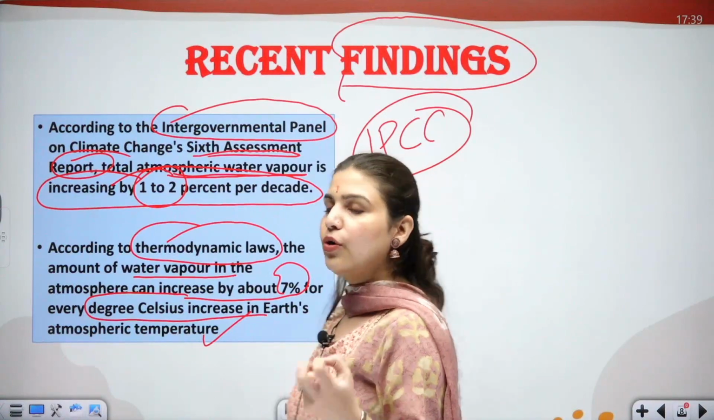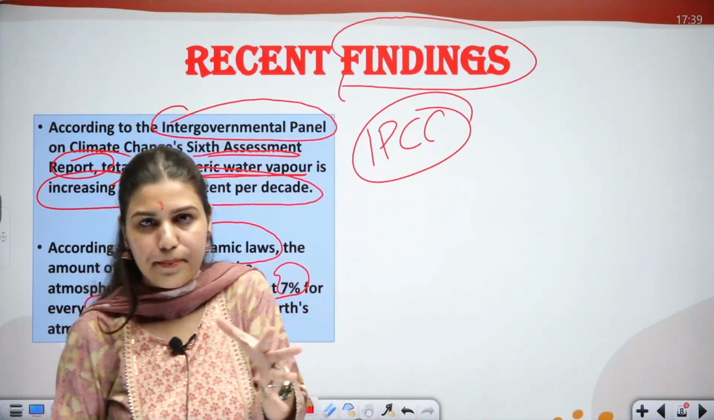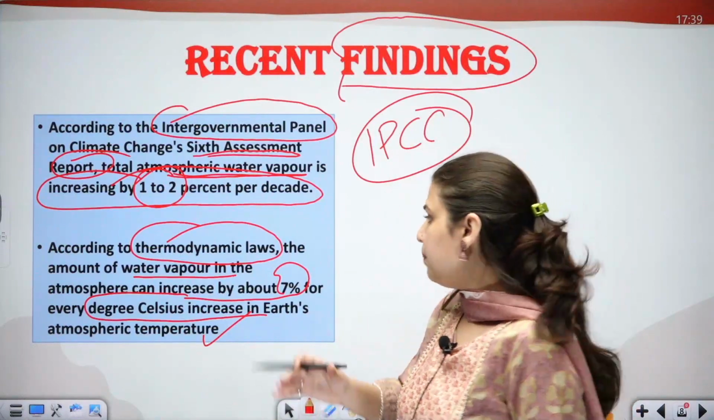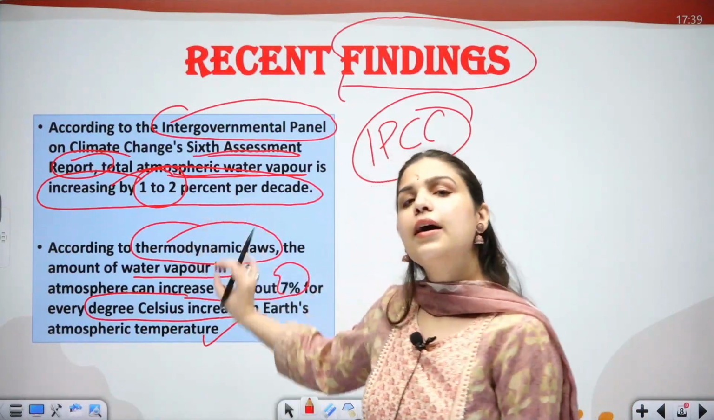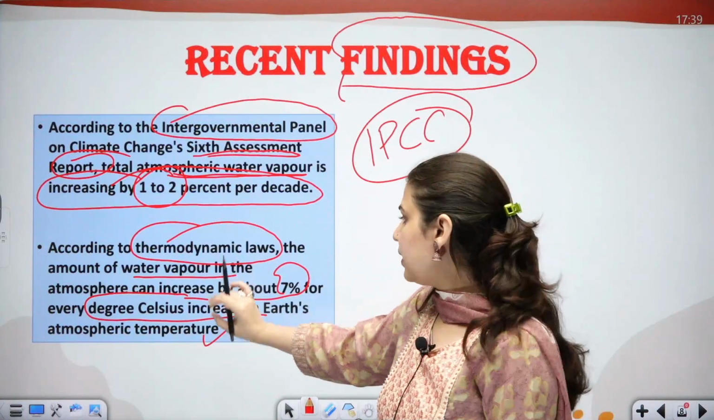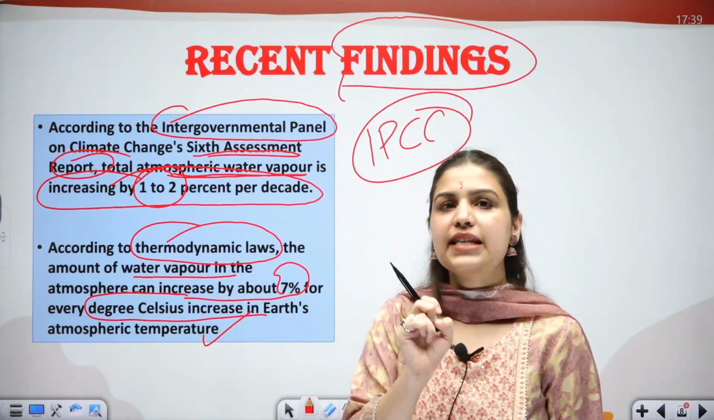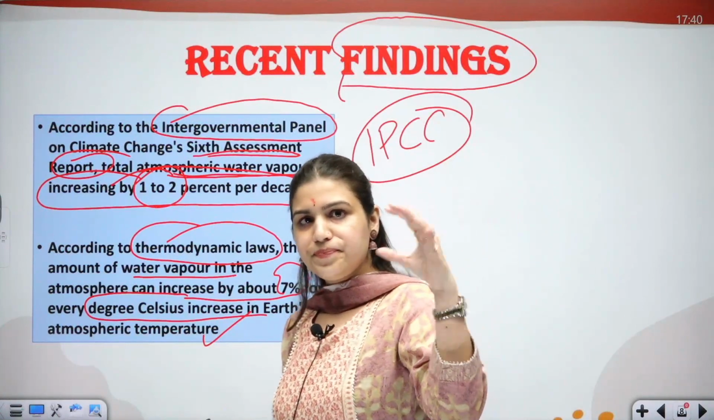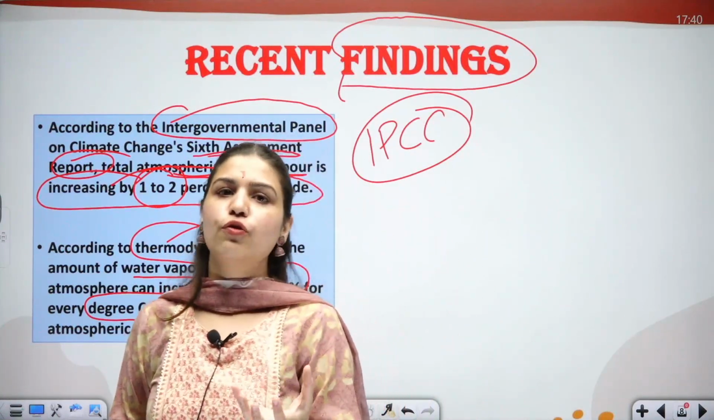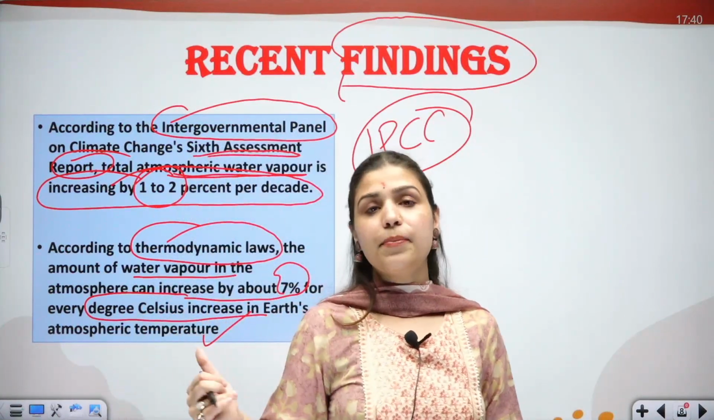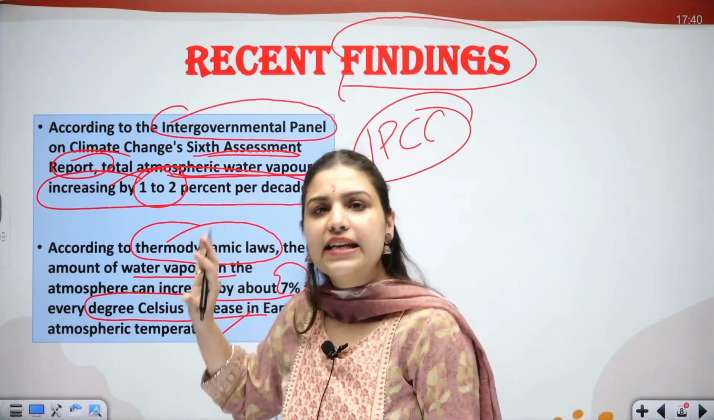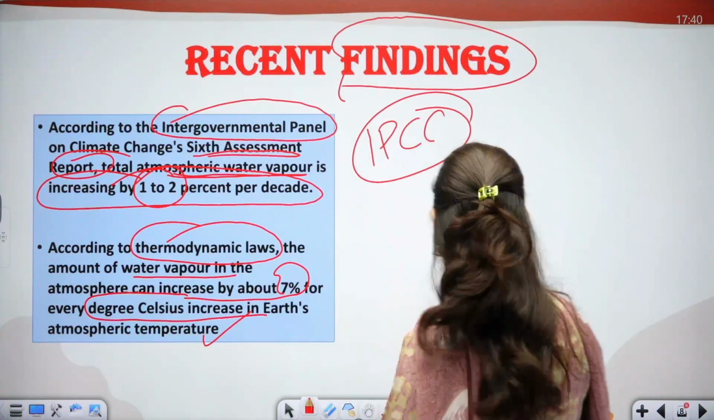So if the Earth's temperature keeps increasing, if this global warming persists, then according to this thermodynamic law, the water vapor can increase by about 7% for every degree Celsius. So if there is an increase of 1 degree Celsius, the water vapor amount can increase by up to 7%. So these are some recent findings, and this was about the water vapor gas.